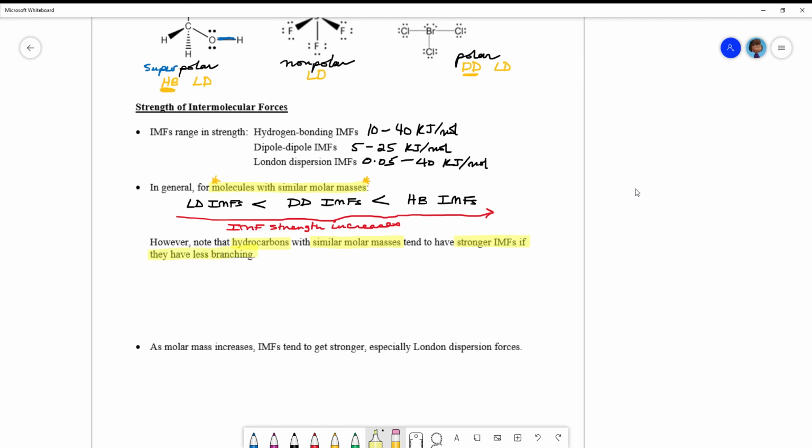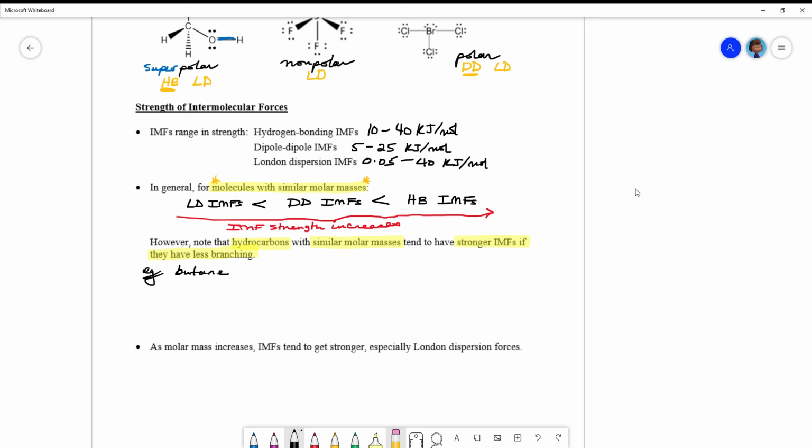Now, this is not going to be a really important thing for you to focus on now, but someday you're going to get to organic chemistry, and organic chemistry is all about hydrocarbons, and this little rule might be handy to pull out of your brain when you're in organic chemistry later on. But let me give you an example to explain what I mean by this. I'm going to compare two hydrocarbons with identical molar masses. One is called butane.